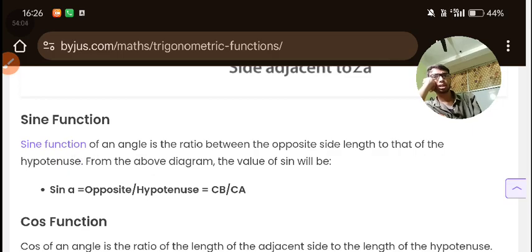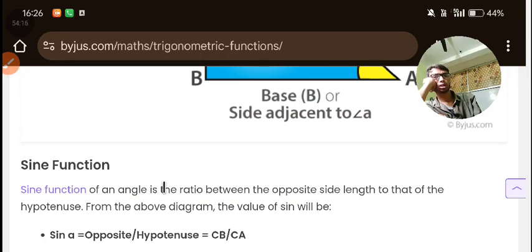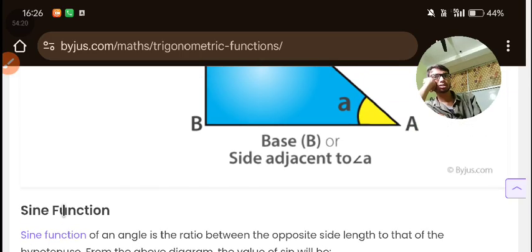Something new. The sine function of an angle is the ratio between the opposite side and the hypotenuse. Sine function: this is the opposite.